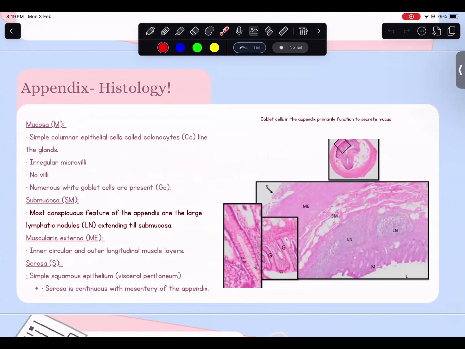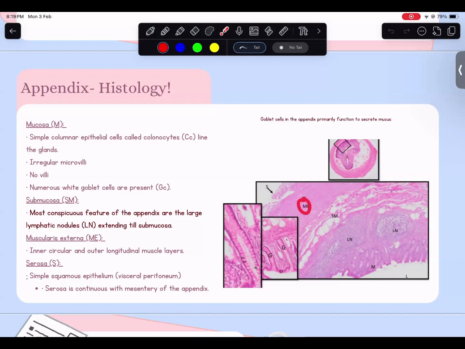When you zoom in, there's going to be mucosa, muscularis externa, and the serosa. The one marking difference you're going to see is large lymphatic nodules, because the appendix is basically the organ that takes your bad stuff from the body. It kind of filters everything out. So it's going to have large lymphatic nodules in it.